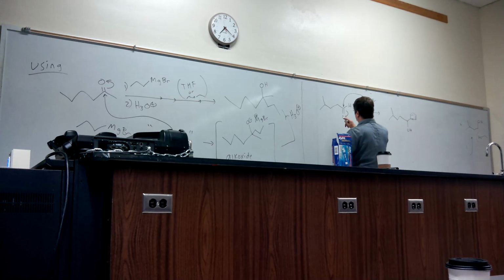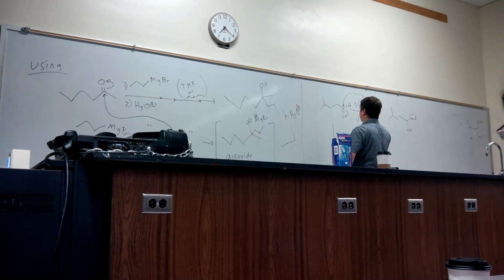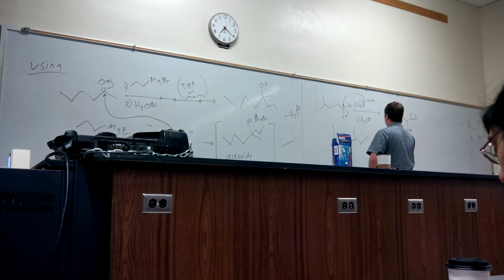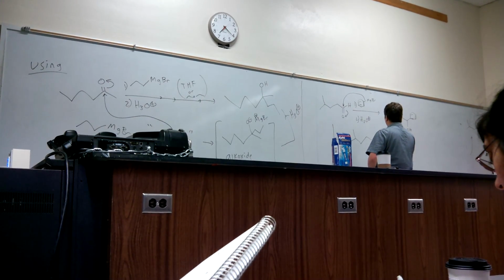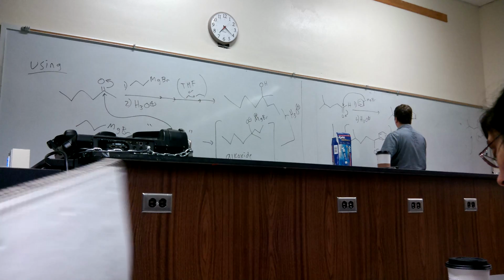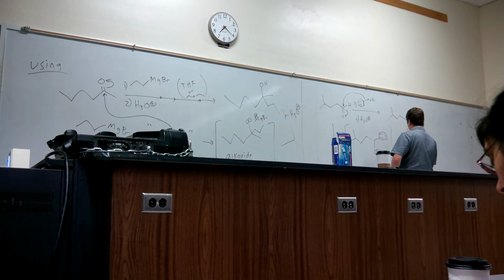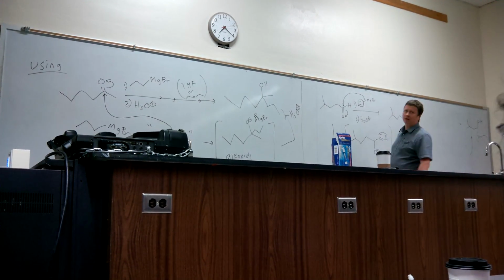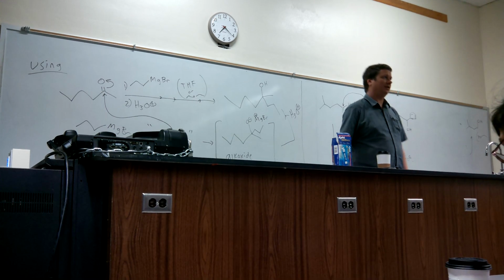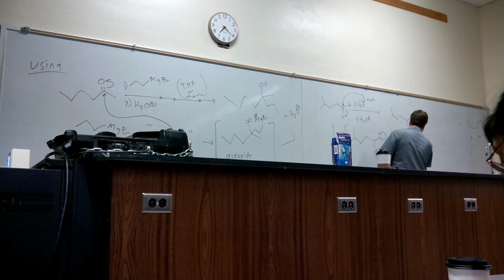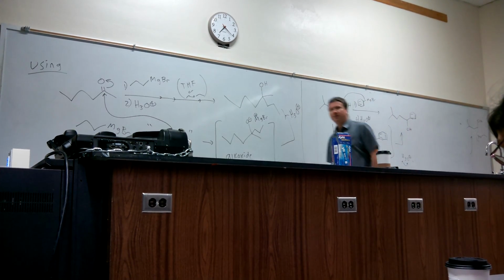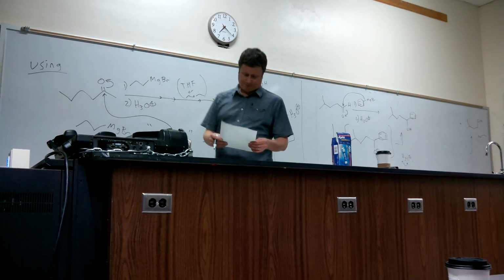Okay, what do we get? What's our intermediate? Alkoxide. This time I'll skip the counterion because it's not really important. And I'll just do that. That's fine. Okay? Great. Quick question.